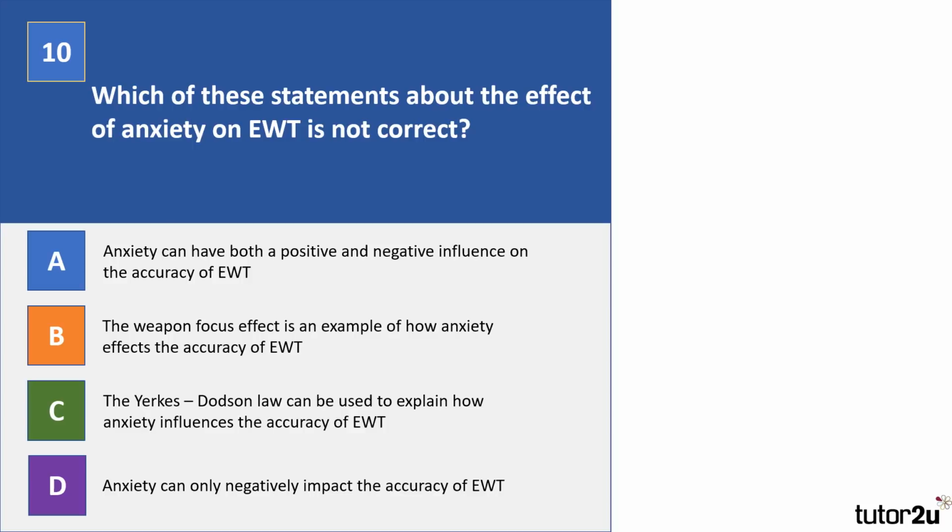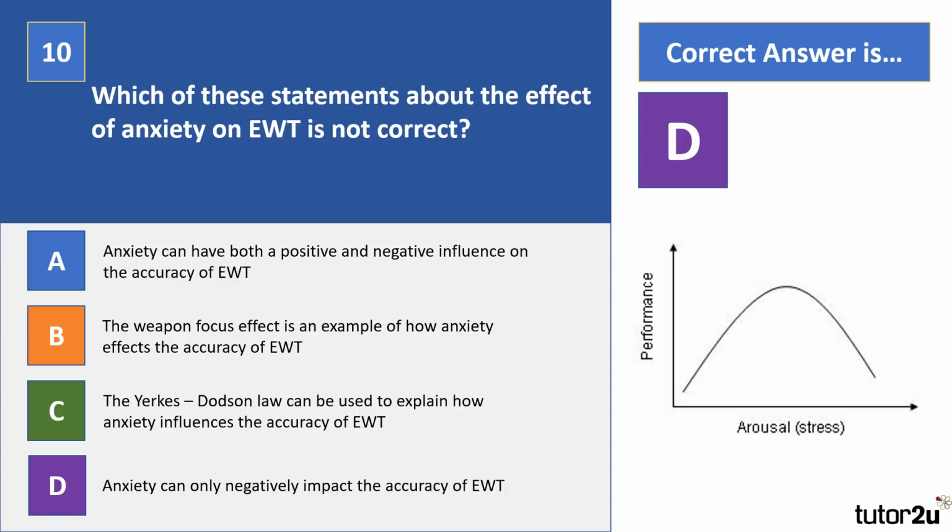Okay, question 10. Which of these statements about the effect of anxiety on eyewitness testimony is not correct? A. Anxiety can have both a positive and negative influence on the accuracy of eyewitness testimony. B, the weapon focus effect is an example of how anxiety affects the accuracy of eyewitness testimony. C, the Yerkes-Dodson law can be used to explain how anxiety influences the accuracy of eyewitness testimony. And D, anxiety can only negatively impact the accuracy of eyewitness testimony. So pause your video, have a think. Right, the correct answer there is D.